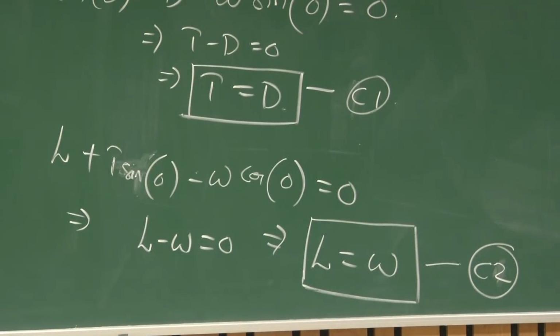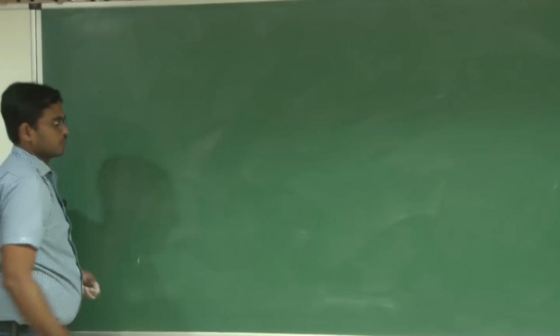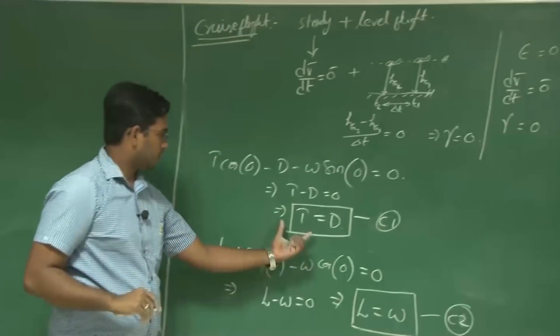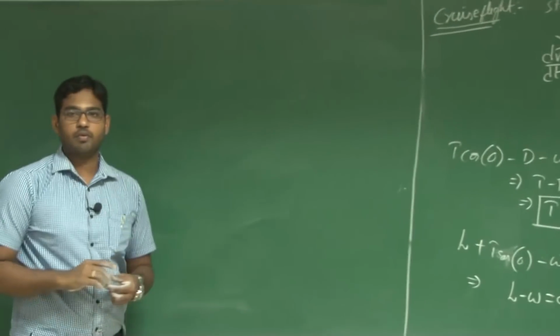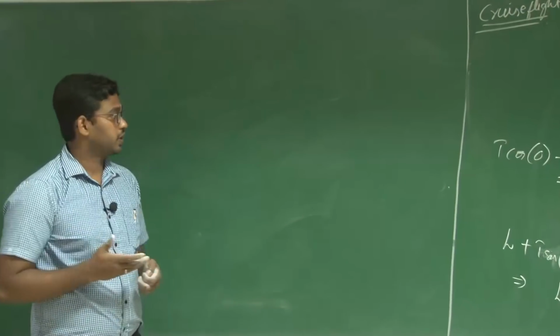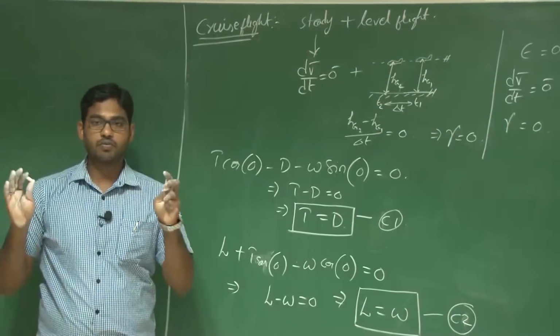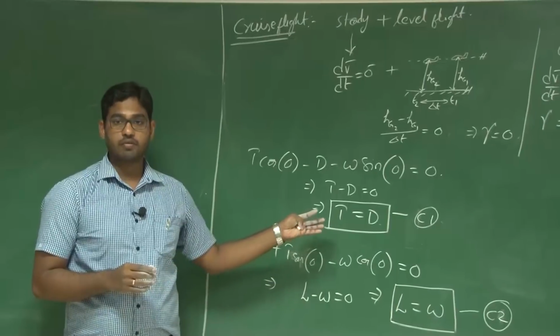If these two conditions are satisfied, you can have a level flight, which is a steady and level flight. Now say you have a mini jet engine that you want to install on it. Now thrust is equal to drag and lift is equal to weight. What are the velocities at which you can achieve this cruise flight? Or in other words, what should be the range of velocities that are possible to have a cruise flight?